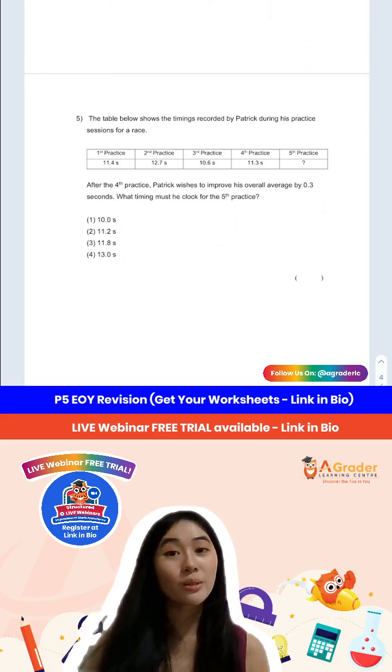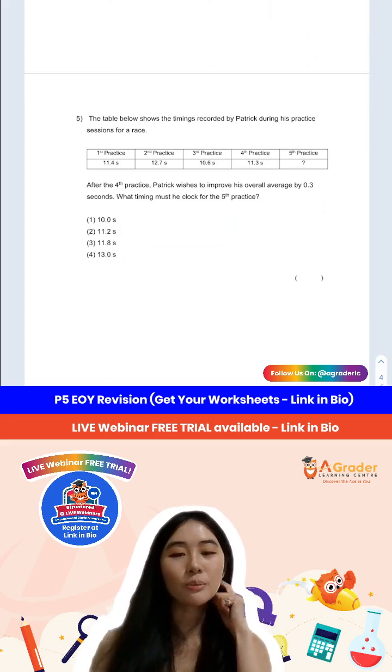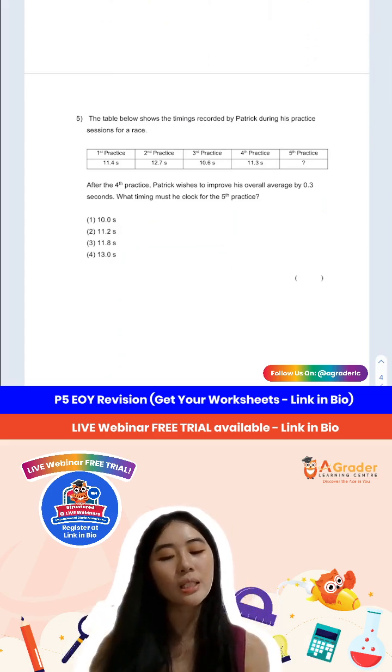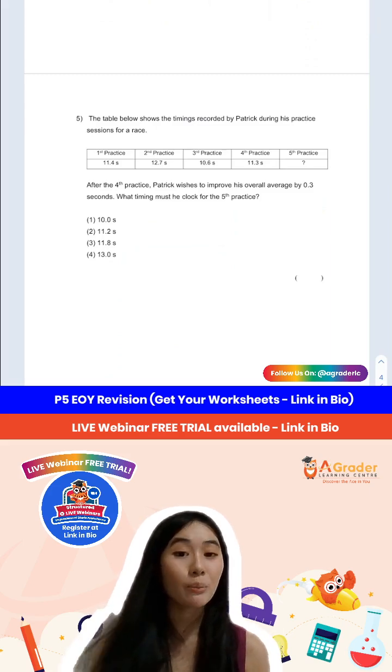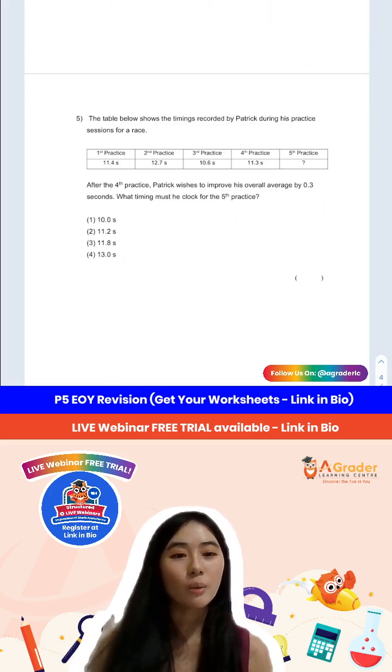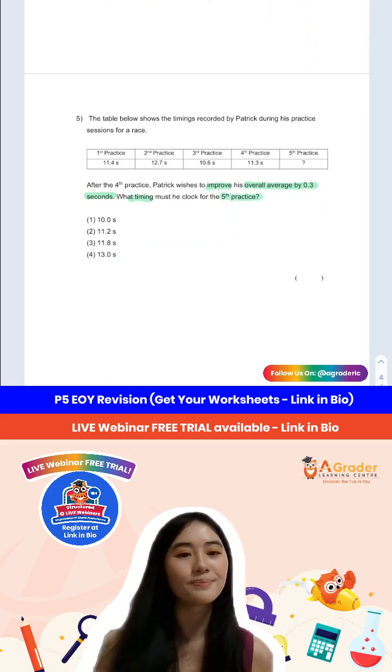Shall we look at it together? So the table below shows the timings recorded by Patrick during his practice sessions for a race. So in the table, you have the numbers, okay, his timings for the first 4 practices. So after the fourth practice, Patrick wishes to improve his overall average by 0.3 seconds. What timing must he clock for the fifth practice?